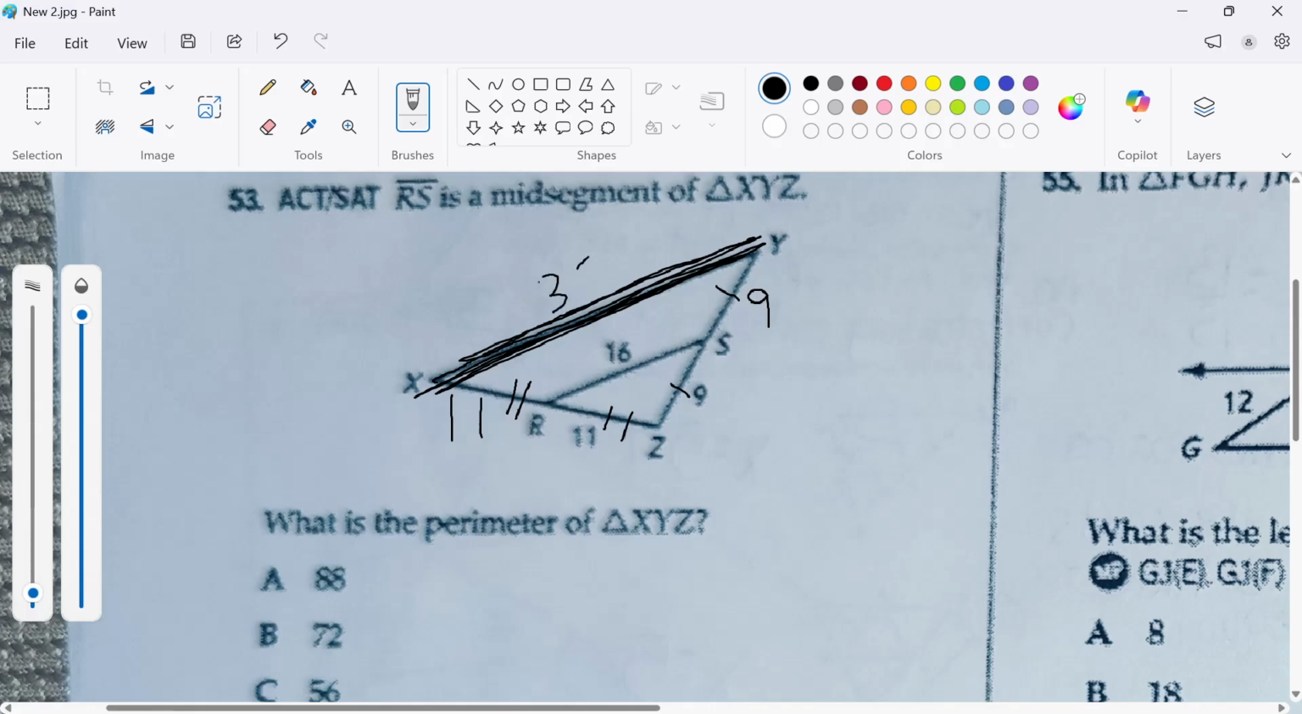So this is 32. And then this says, what is the perimeter of XYZ? Well, it's going to be 11 and 11, that's 22. 9 and 9 is 18. And then 32. 22, 18, 32, that's 72.